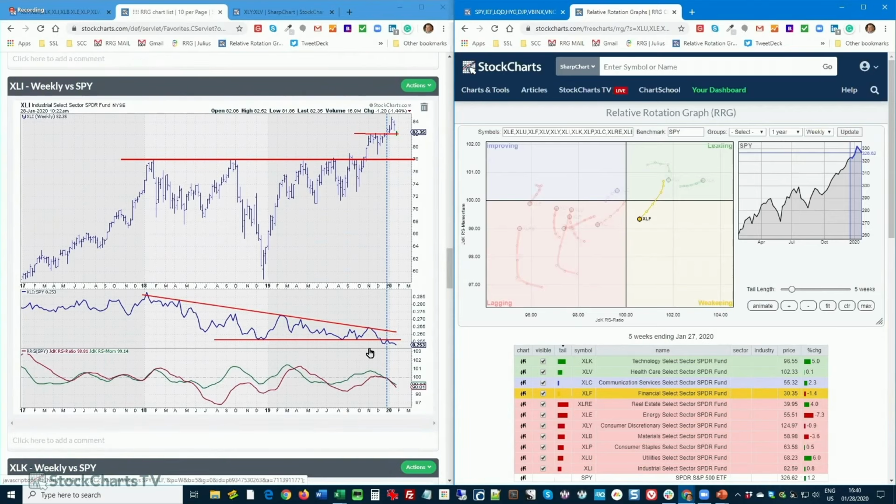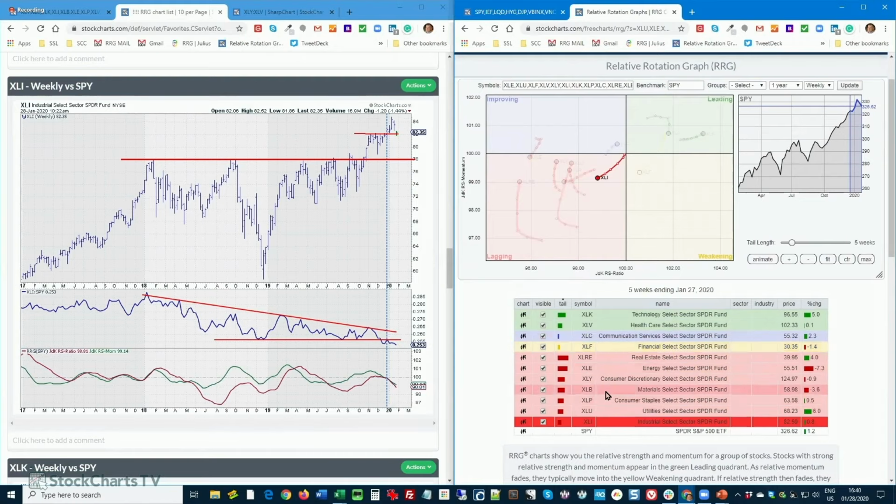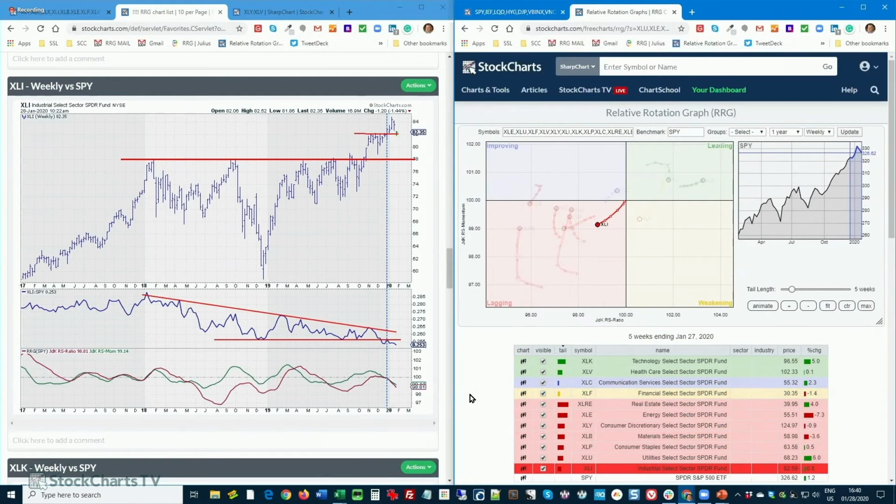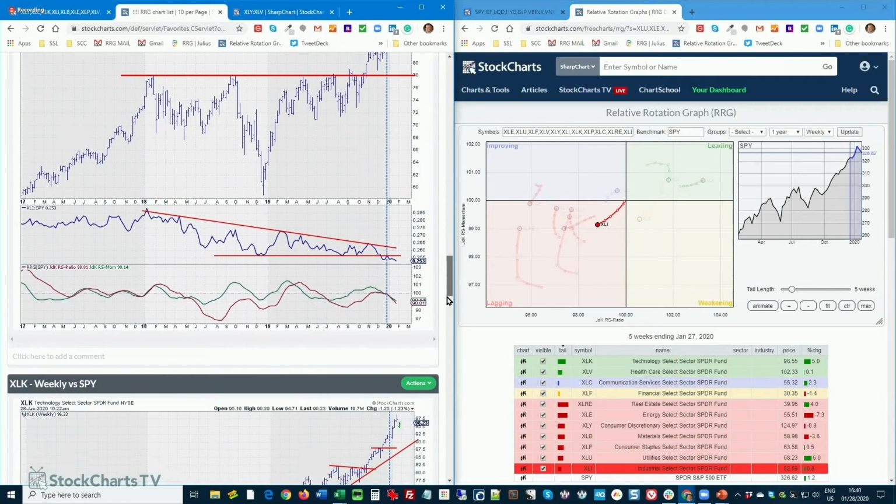Industrials, the relative strength is where the signal is coming from, and that is a negative one. That's well inside lagging and continuing further down.